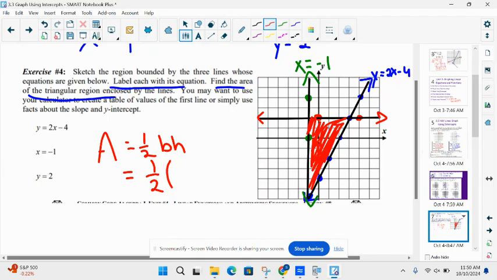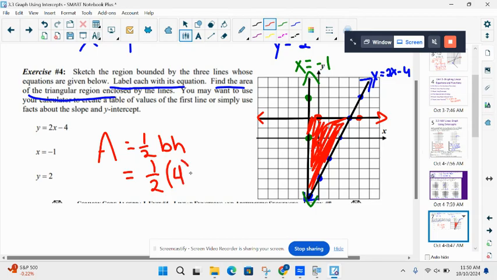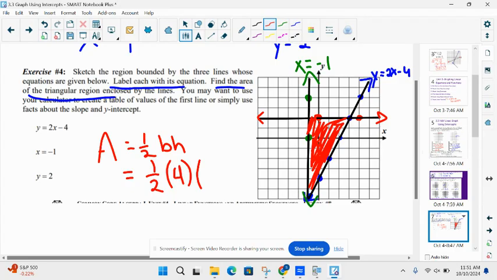So 4 is the base. Put that in for B. And then what's the height? Count again. Make sure you're counting all the way to the line, not just the x-axis. Yes.